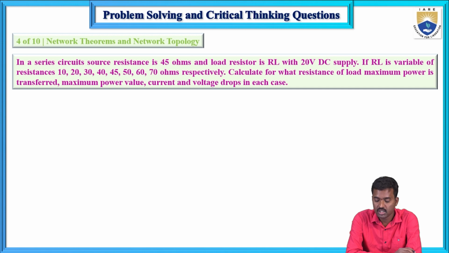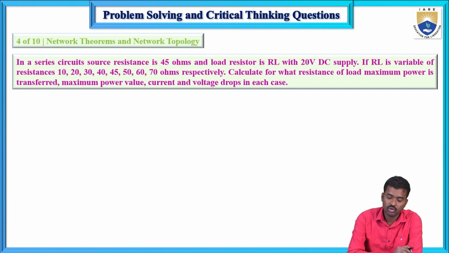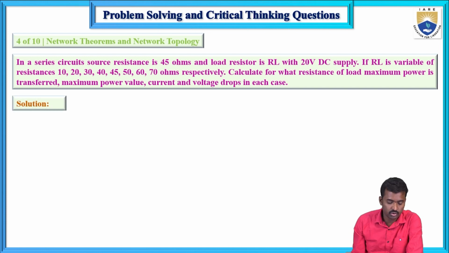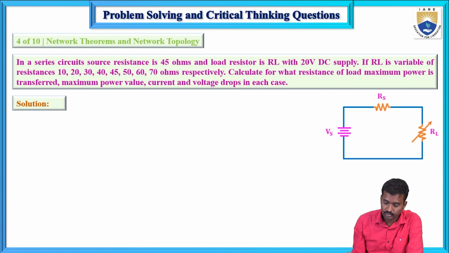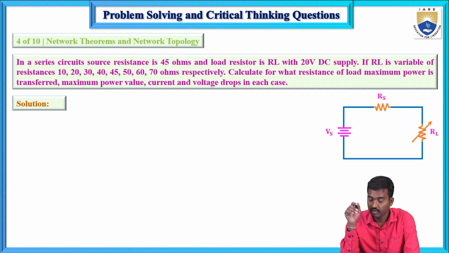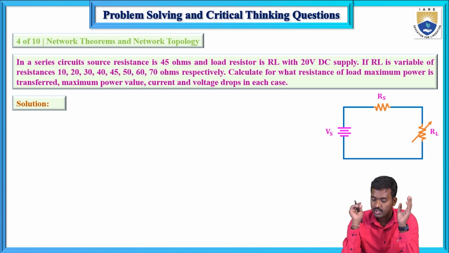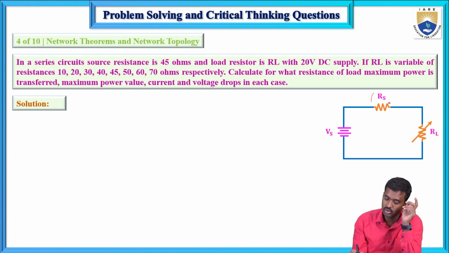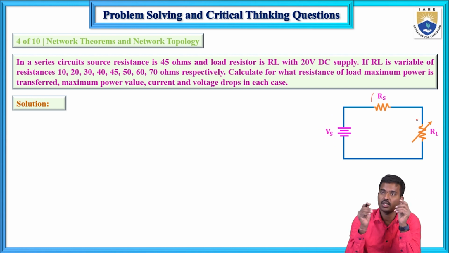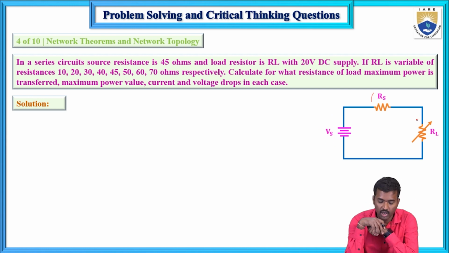Calculate for what resistance of load maximum power is transferred, and the maximum power value, current and voltage drops in each case. For that, first draw the diagram. This is the Thevenin's equivalent circuit, meaning an actual voltage source having some internal resistance. This is the source resistance, this one is the source voltage, and this is the load resistance. Here the load resistance may be a variable.